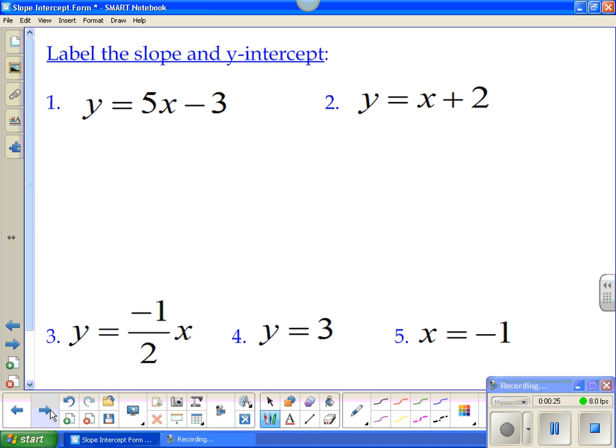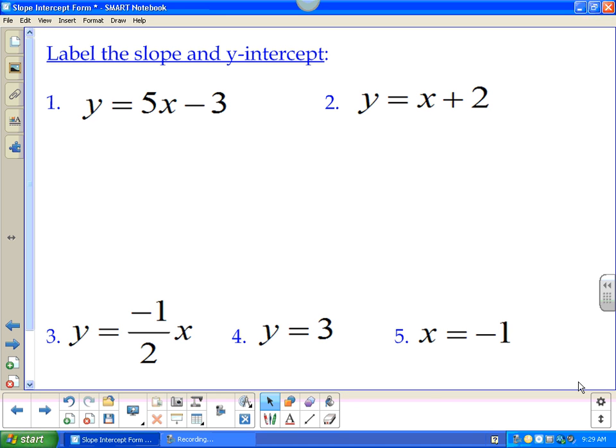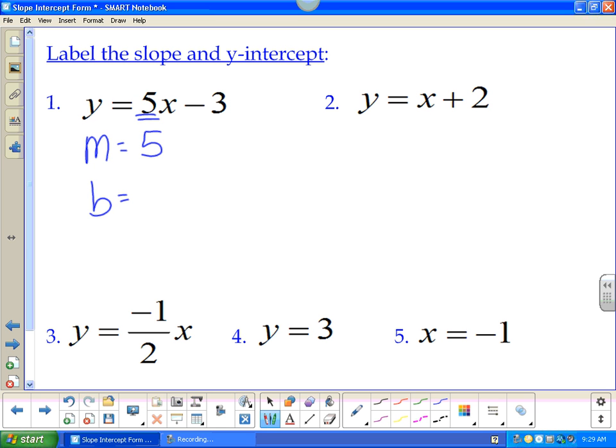So first we've got some lines, and we want to label what the slope and the y-intercept are. So the slope is always the guy with the x. So the slope here is 5, and the y-intercept is -3. For right now, that's all we're going to do. So for number 2, my slope is the number with the x, and my y-intercept is the constant.